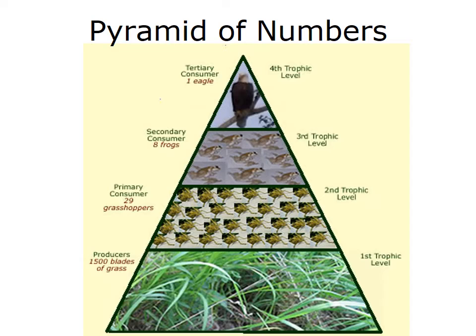So another example of a pyramid of numbers, you have your first trophic level, the base of your pyramid, which is the producers, 1,500 blades of grass. Then you have your second level primary consumers, 29 grasshoppers. Secondary consumers, third trophic level, 8 frogs. And then finally you have 1 eagle, which is the tertiary consumer. So every time you notice there's less and less number of organisms because there's less and less energy due to only 10% being carried up it.